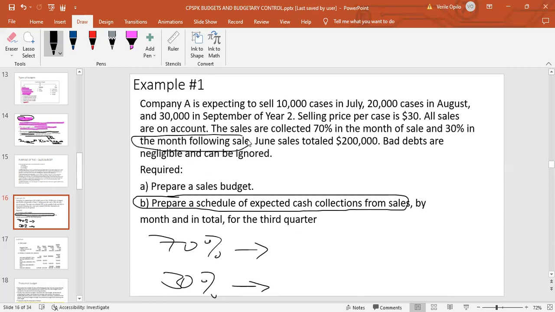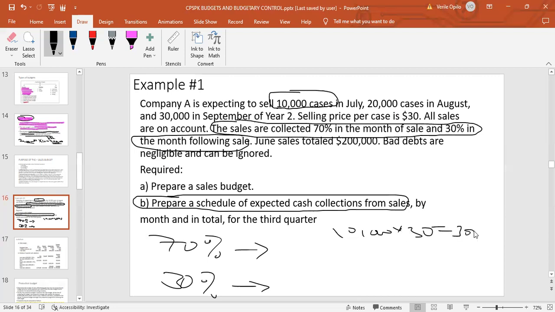And this is the detail we have been given here, that the sales are collected 70% in the month of sale and 30% in the month following the sale. Meaning that for July we have what? For July, the business is going to sell 10,000 cases. And for these 10,000 cases, each unit is going to be sold at 30, meaning that the total amount the business is getting is 300,000. This is the revenue for July.